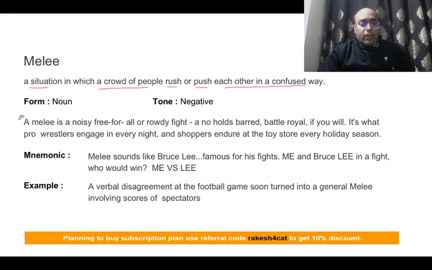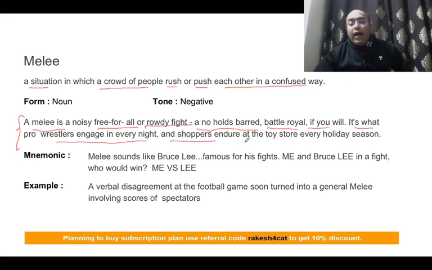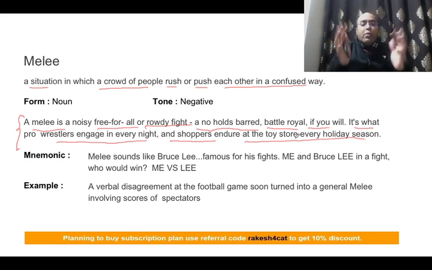So further, there's a situation which is given to us. It says that a melee is a noisy free for all or a rowdy fight, a no holds barred battle royal, if you will. It's what pro wrestlers engage in every night, and shoppers endure at the toy store every holiday season, right? So it is a situation in which a crowd of people rush and push each other in a confused way. It's a fight, right? So me versus Lee, that's a very simple example with the help of which we can remember the word melee, right?